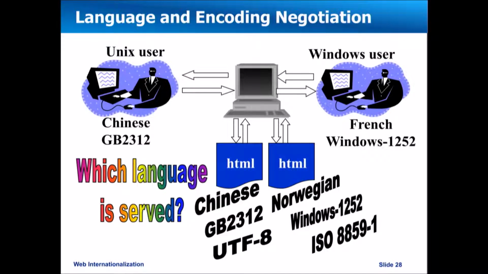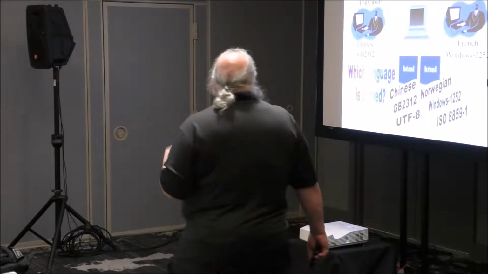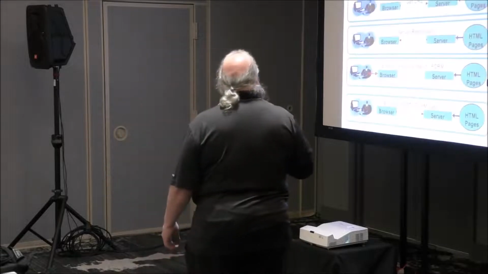Okay, so we've kind of figured out the encoding, but I speak one language. I would like to tell the server what language I prefer because I want the server to give me data or pages in that language. So how does that happen?